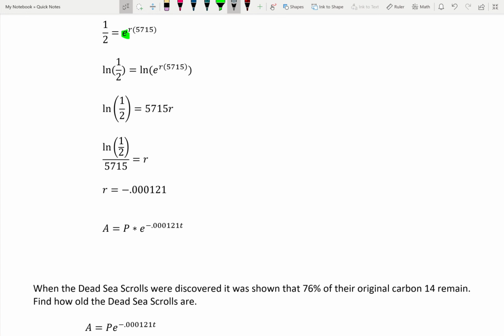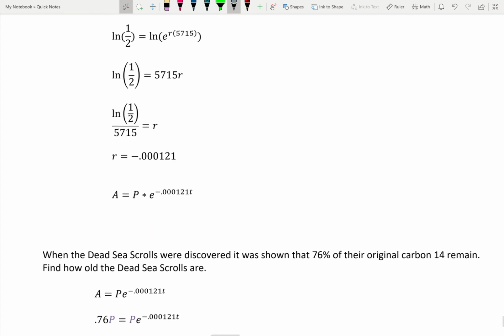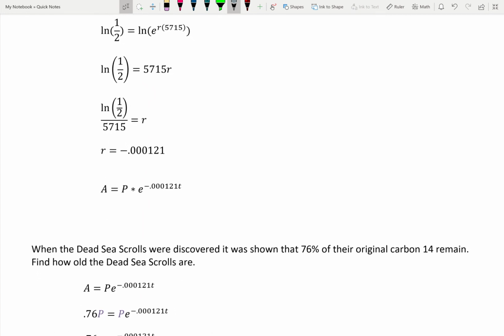So what they say is that 76% of their original carbon-14 remains. That means if P was the original amount of carbon-14 in the Dead Sea Scrolls, 76% of the original would just be P times 0.76. So if P was the original, then 76% of the original is 0.76 times P.